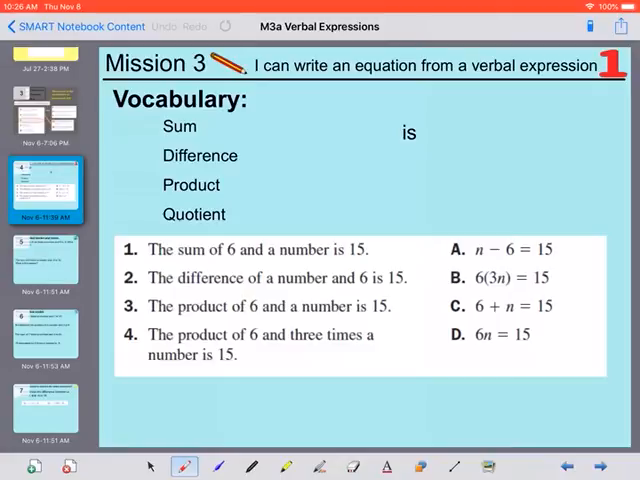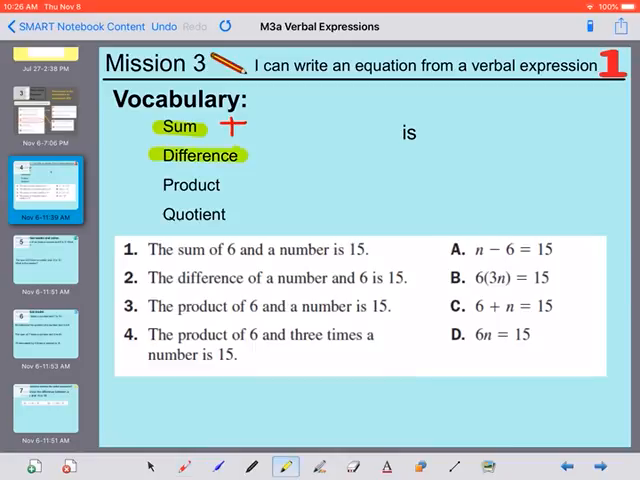Hello, today we are doing mission 3, which is writing an equation from a verbal expression. So first we're going to go over some vocabulary. Hopefully these are words that you know already. Our first vocabulary word is sum. The sum of two numbers is simply just adding up those two numbers.